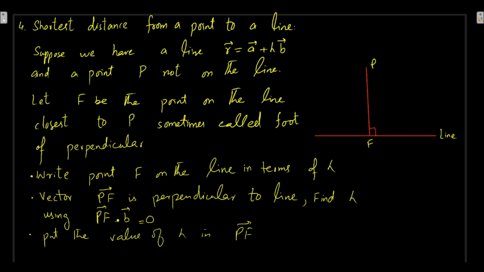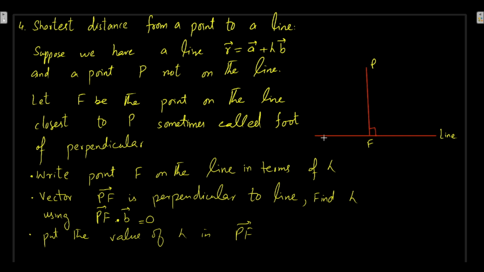Next, how will we find the shortest distance? First, we will write the coordinates of point F in terms of the parameter lambda. Watch video number 2, lecture number 2 to learn how to write the point F in terms of the parameter lambda. Next, we will find the vector PF by using the relation PF vector equals OF vector minus OP vector, that is, subtracting the position vector of P from the position vector of F.